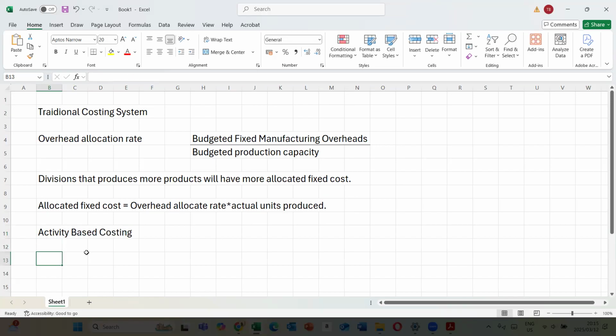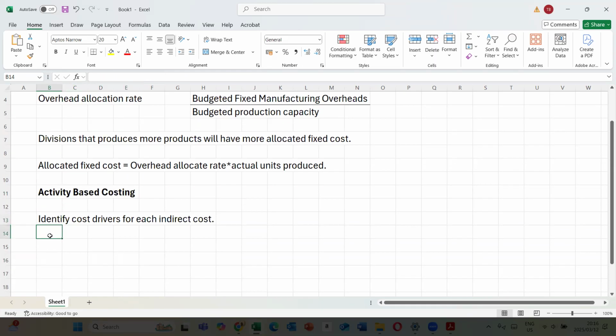So your task or your challenge is to identify cost drivers for each indirect cost. That's what you need to pay attention to. When you talk about activity-based costing, your mindset should be focused on saying, okay, we are using activity-based costing, so we have electricity, for example. We want to identify what drives electricity.